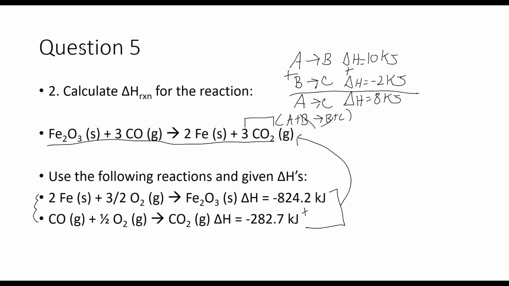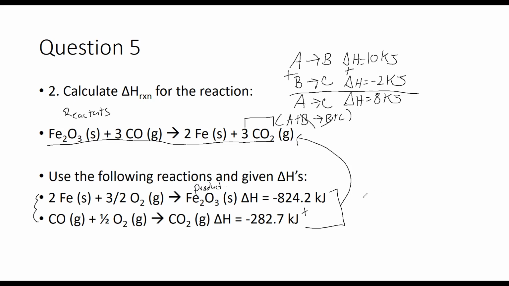All right, so we're playing the game. How can we combine the two bottom reactions to look like the top reaction? Let's just start with the first reaction and see what we have to do. In our target, Fe2O3 is a reactant. Remember, these are reactants. And in our reactions that we want to combine, it's a product. That's a problem. We need to make Fe2O3 a reactant to match our target.